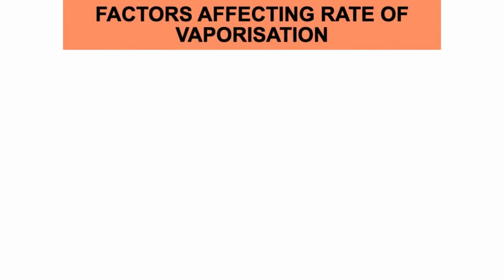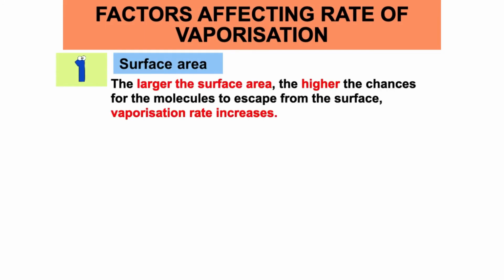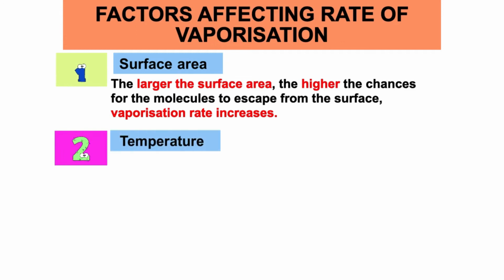There are several factors affecting the rate of vaporization. The first one is surface area. The larger the surface area, the higher the chances for the molecules to escape from the surface, hence the vaporization rate is increased.